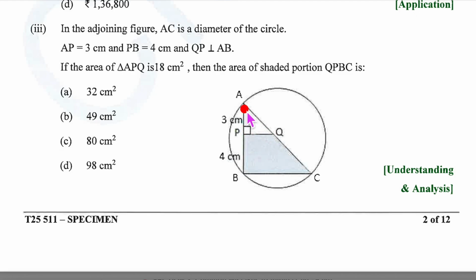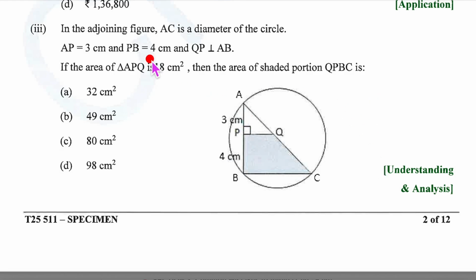Now we know that this small triangle and the big triangle are similar. So the corresponding sides ratio will be 3 upon 3 plus 4, which is 7. So 3 upon 7 is the corresponding sides ratio. So the areas of this triangle and the big triangle will be in the ratio 3 square upon 7 square, that means 9 upon 49.